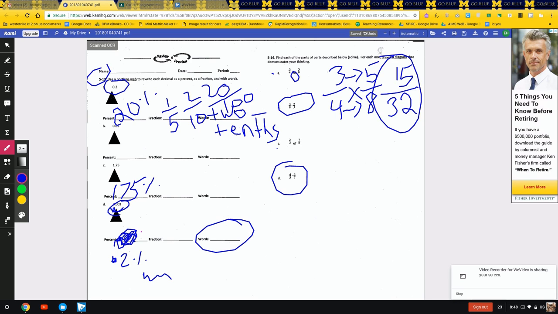Next one, we got 3/8 times 2/3. So we got 6 over 24. So here we can reduce. If we divide them both by 6, you get 1/4. So make sure you reduce if possible for the next two.